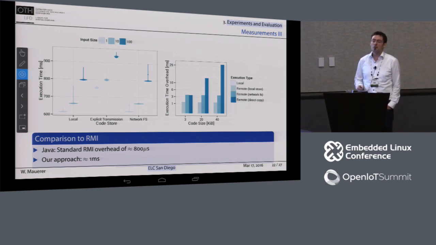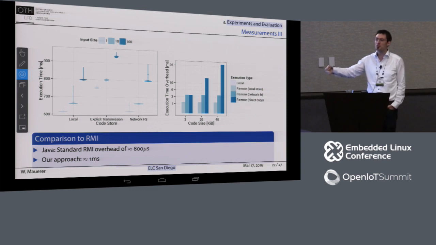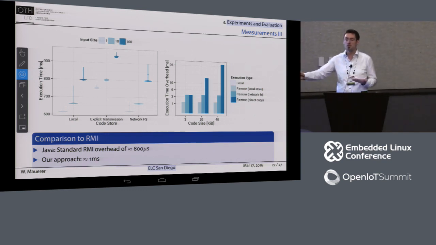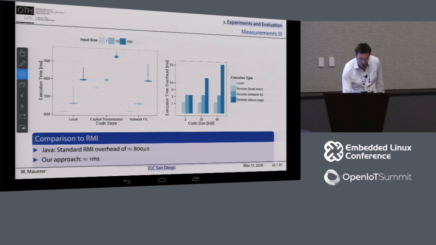So, the execution time overhead for local and remote execution. I'm comparing here local execution, which is on the 0 line, so you don't see anything. Of course, we don't have any overhead for remote execution when we execute locally, but the different overheads that we observed in our scheme are astonishingly little. When we store the code locally on the remote system, so the code we're executing is already there, we're just sending a request to execute that code, and that generates an overhead of about 1 millisecond, which is very little.